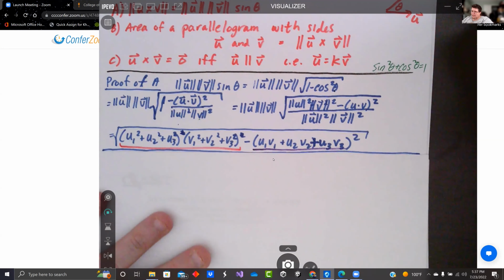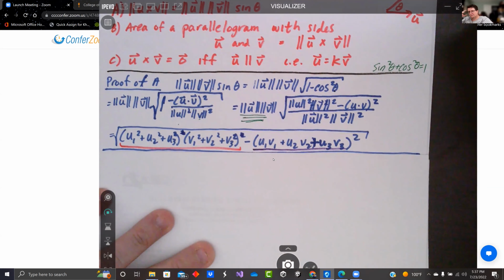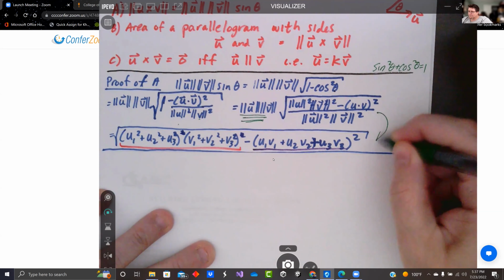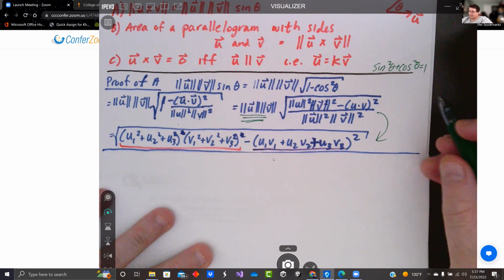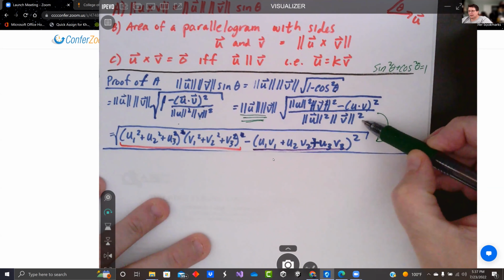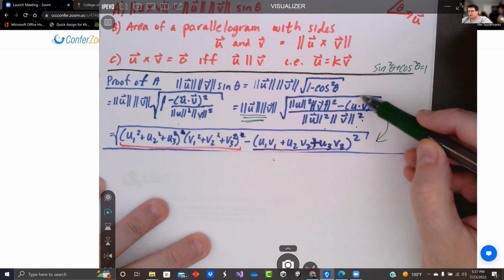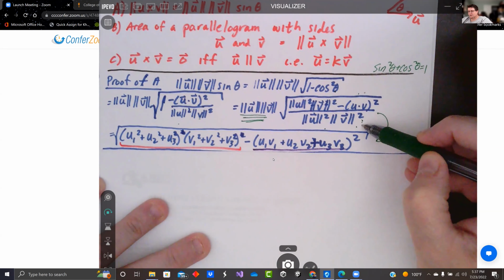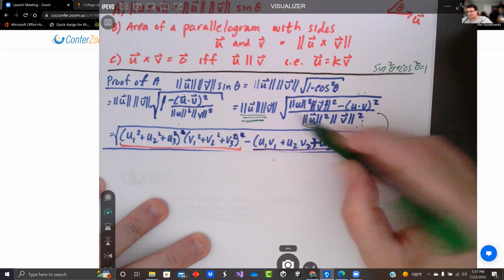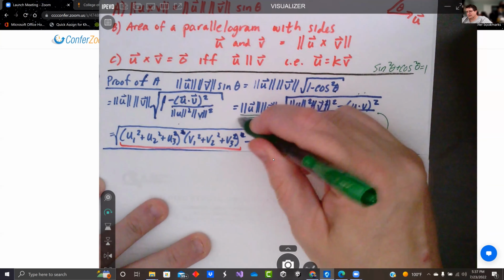So when I write out the inside, this is still here. I haven't written it down. I'm trying to save space on the screen. Don't forget that. But we're just doing the inside of the root right now. Notice the bottom, the square root of U squared and V squared, turns into the norm of U, norm of V. These cancel.